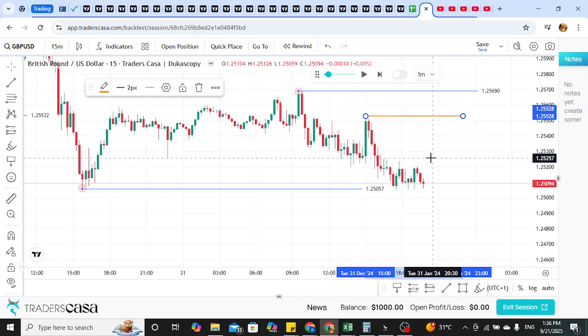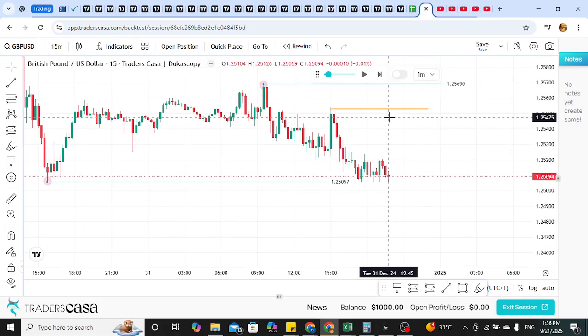Okay, once the inducement has been hit, then this range belongs to a minor inducement, and in this case, I personally don't trade on this range. I wait for the next range. I only trade on major inducement.